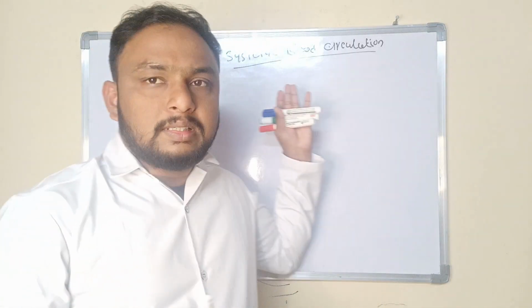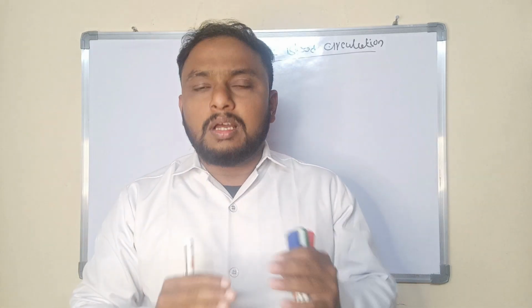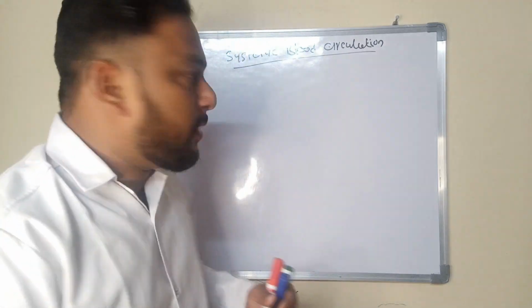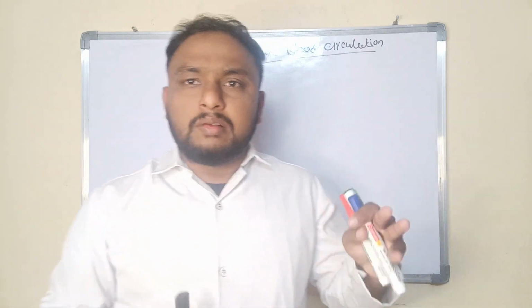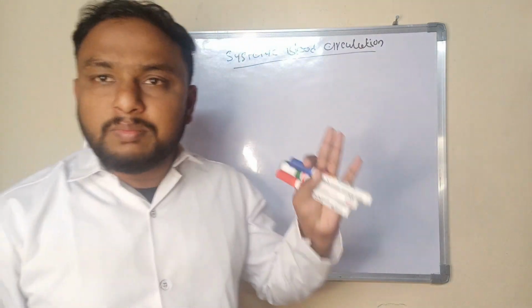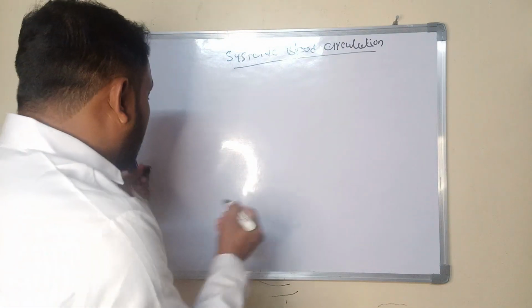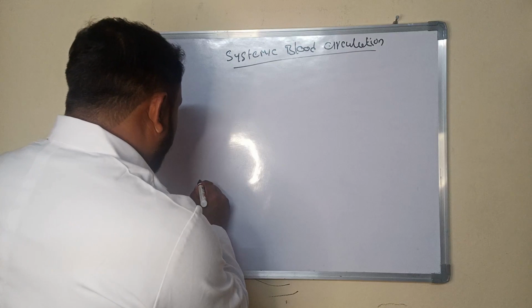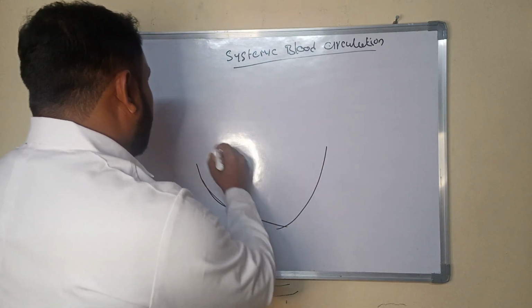So before discussing this systemic blood circulation, we need to know about the heart anatomy. Okay, the main concentration is on systemic blood circulation. There are many circulations in the body, like portal circulation, systemic circulation, pulmonary circulation, fetal circulation, but mainly today's topic is systemic blood circulation. To know this, we have to know about the anatomy of the heart.